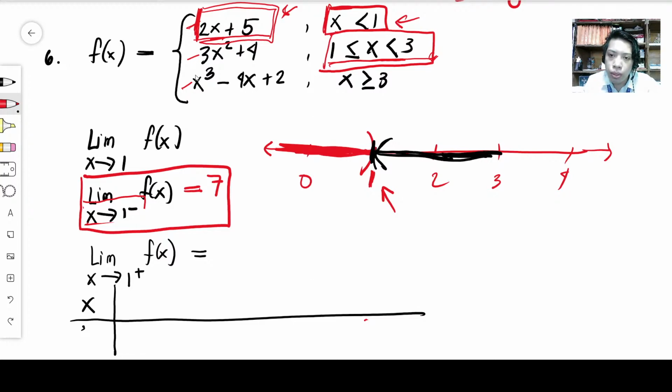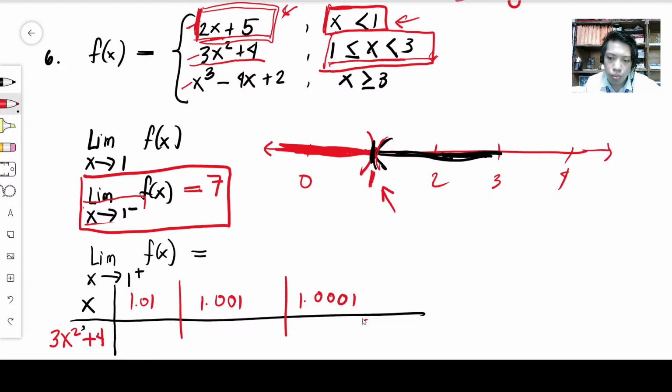Okay, so the function we will use is this function right here, again because it satisfies the condition, as x approaches 1 coming from the right. So x coming from the right is 1.01, 1.001, 1.0001, and so on and so forth. And the function we will use is 3x squared plus 4.